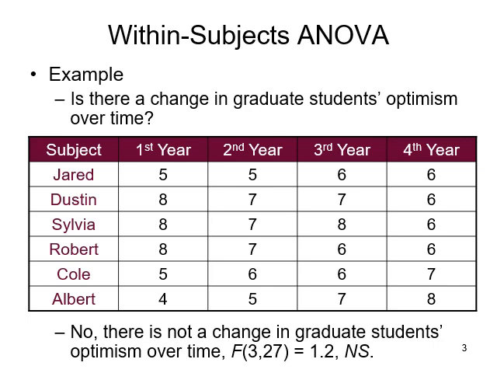So in this case, I run the statistics and I find there is not a change in graduate students' optimism, F(3, 27). The first degrees of freedom is the number of conditions minus 1, K minus 1, 4 conditions, therefore 3. And the 27, in this case, is not only the number of participants, but the number of times they were measured. And I get an F of 1.2, which is non-significant.